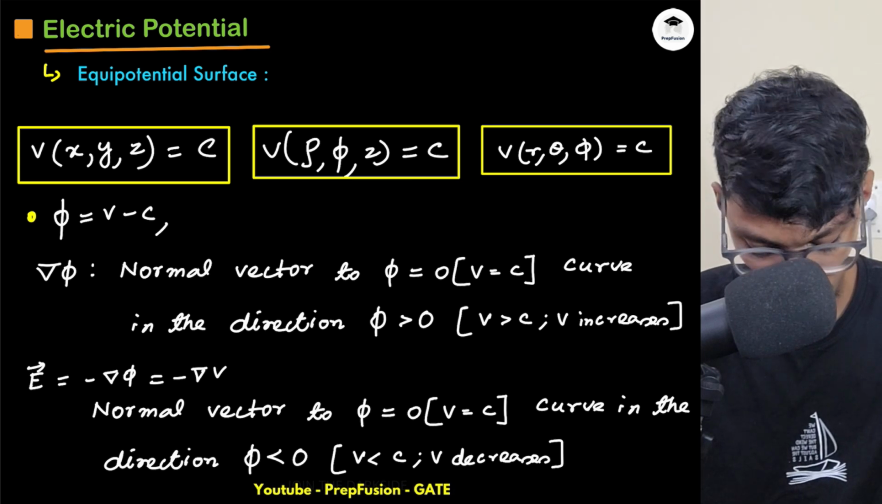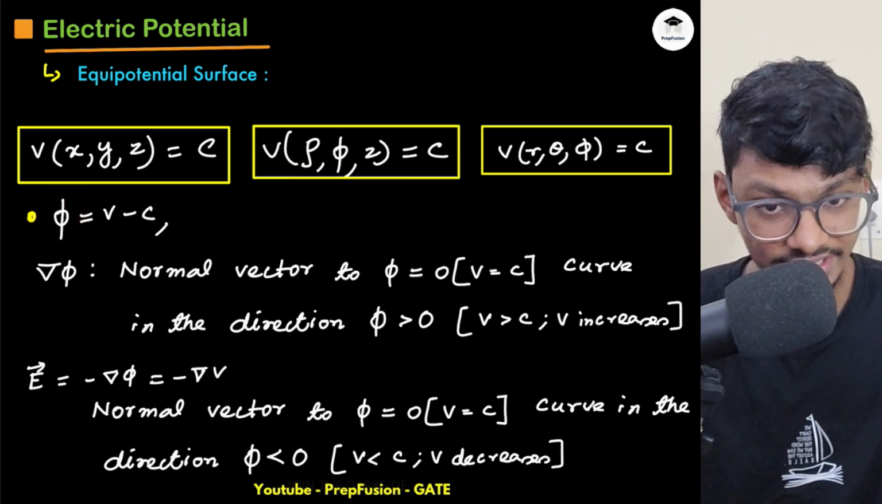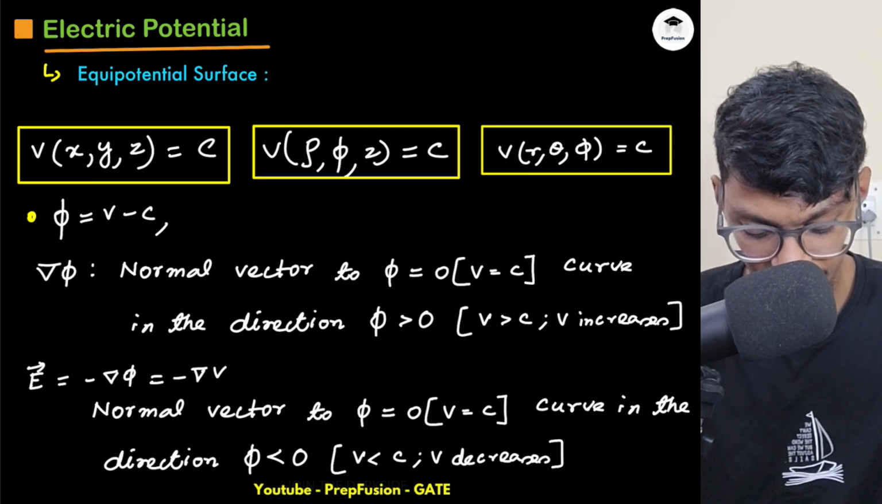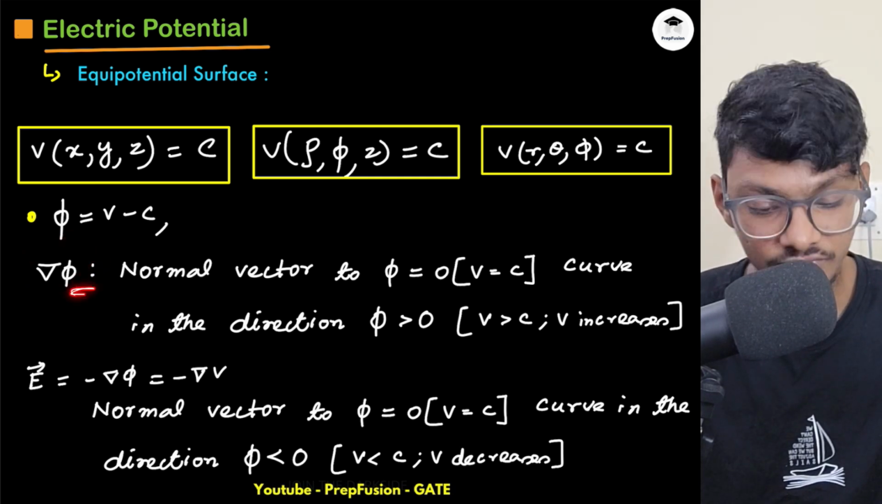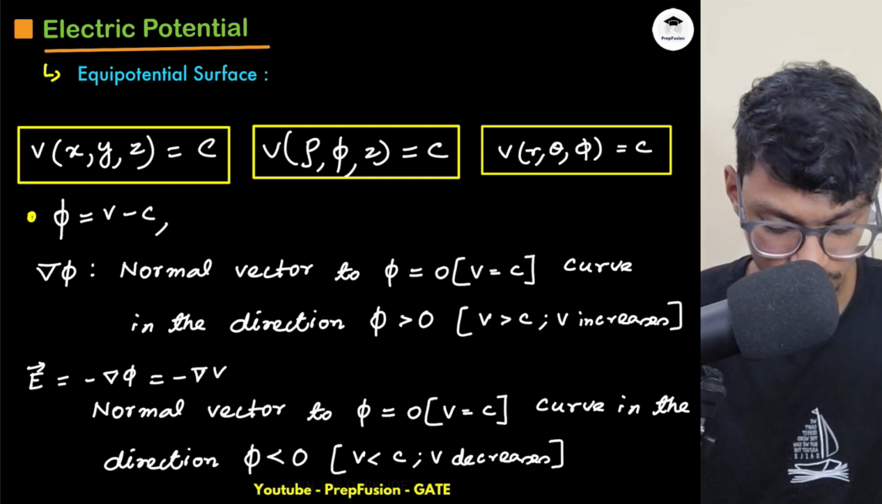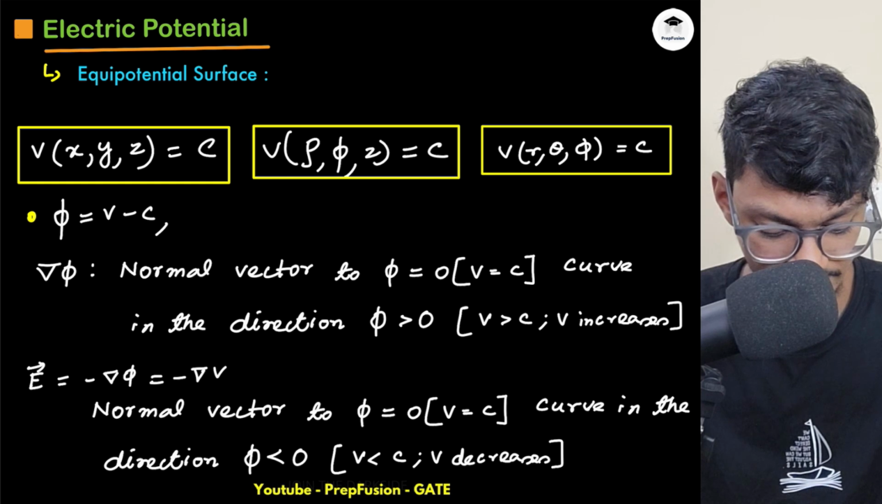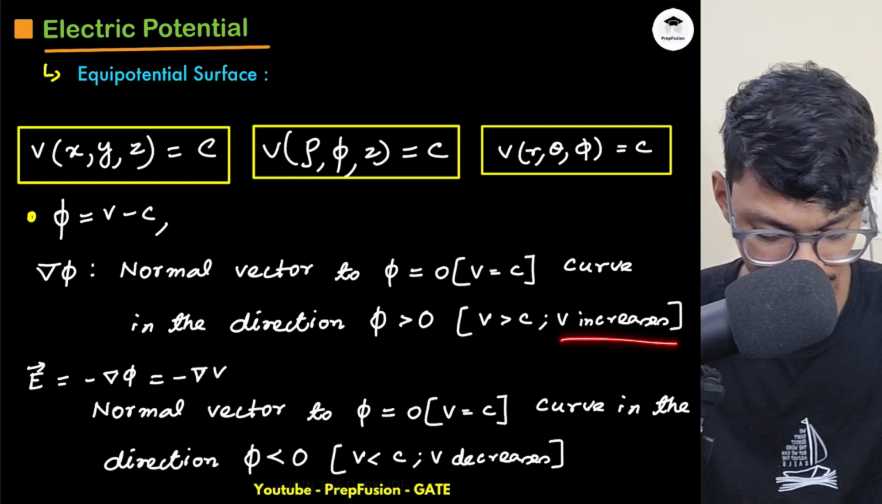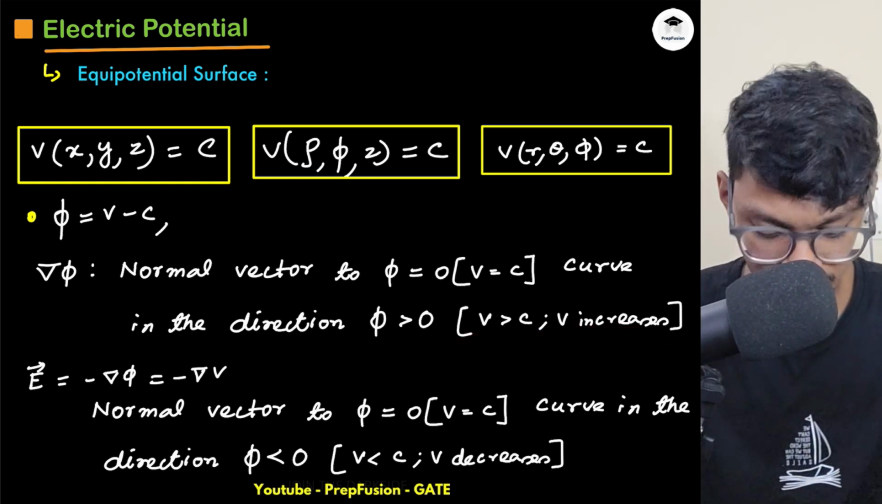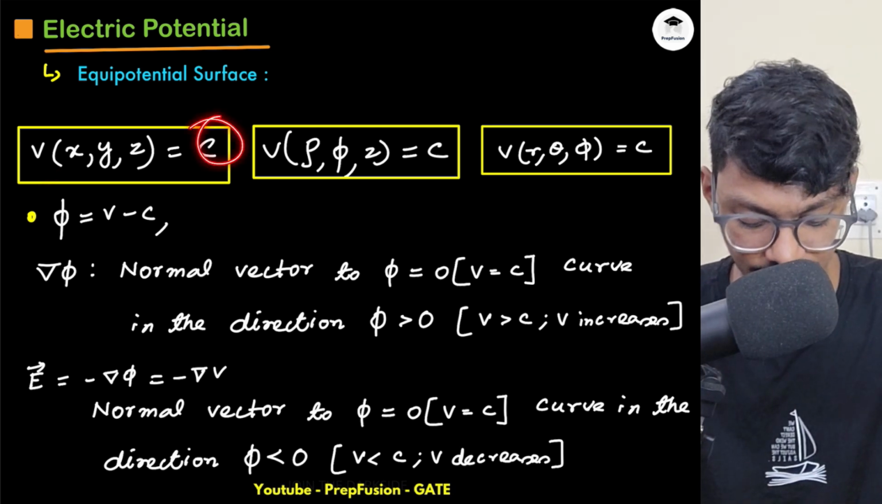So if I write a scalar function phi that is equal to V minus C, and I find out the gradient of that, it will be the normal vector to phi equals to 0, that is the V equals to C curve, in the direction where phi is increasing, or V is greater than C. Simply, V increases. Now what is the electric field? This already we have discussed, right? Previously I was discussing about 0. Now I have put a constant here.